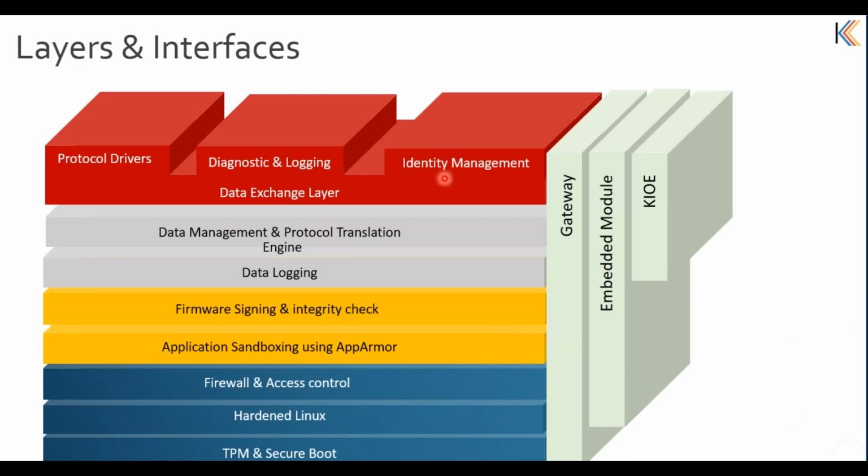So these are the layers of the protocols and the features supported by all three options. You can see that the external gateway has all the supported layers, including TPM, secure boot, hardened Linux, firewall, application sandboxing, and firmware signing. These are on the platform level. At the application level, data logging features, data management, and the protocol translation engine are built in as part of the application. So the gateway supports all these layers. In the case of the embedded module, apart from the TPM and secure boot, all the other security platform and application layer features are supported.